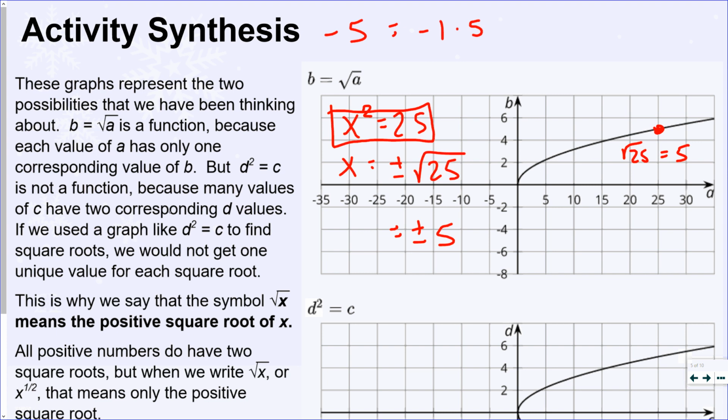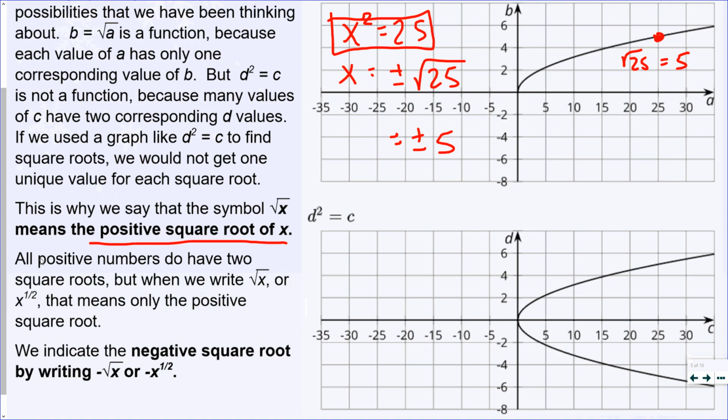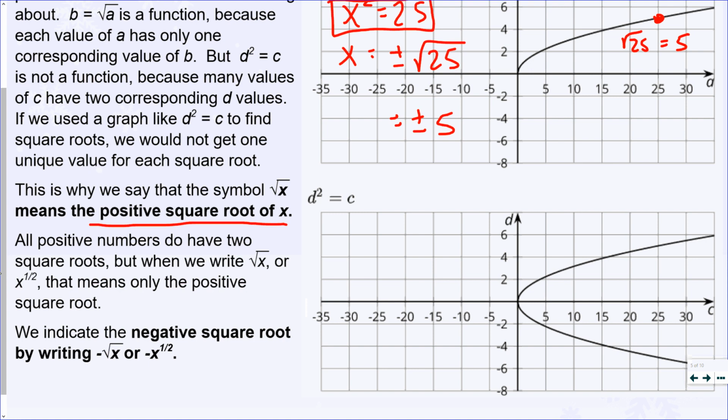So root x means the positive square root of x all the time. And we can illustrate the negative by sticking the negative sign in front of it. And remember what we said before, too. Remember that root x is equal to x to the 1/2 power, and we even said that raising numbers to powers does not produce negative answers. There you go.